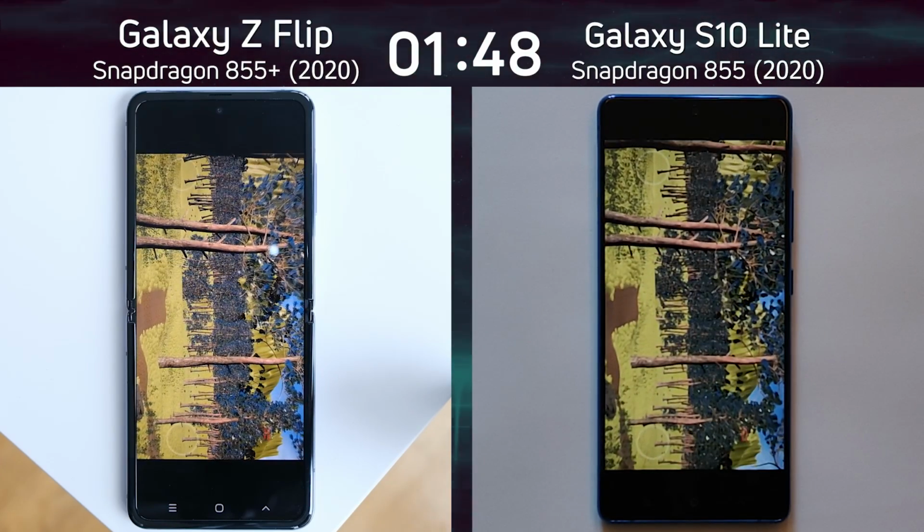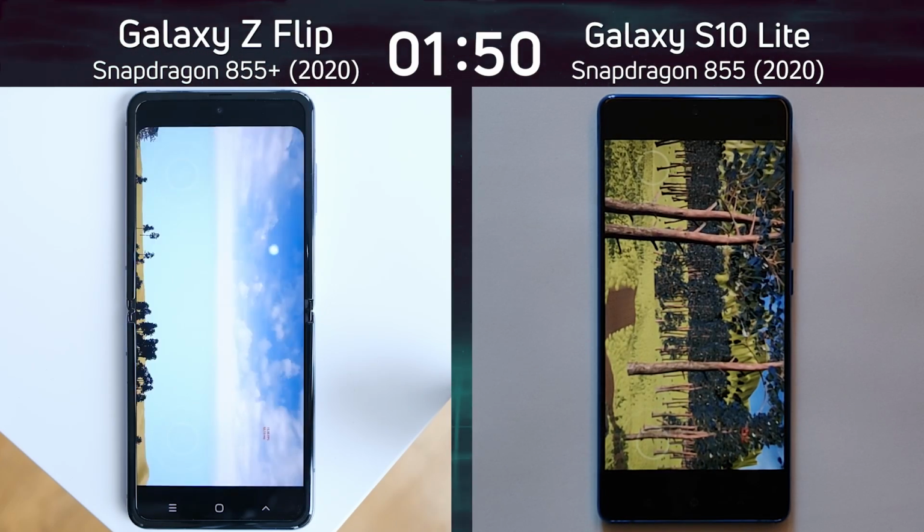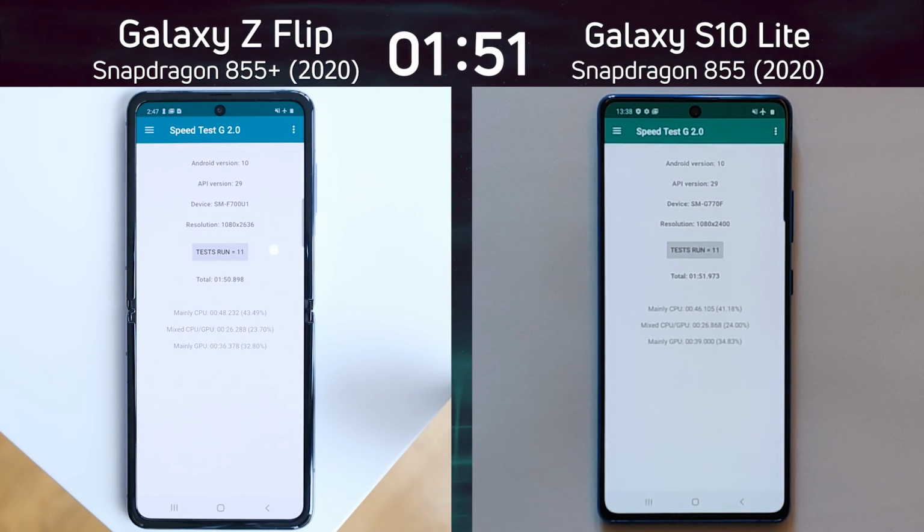Will it be the left? Will it be the right? Which one's it going to be? Let's see now. There is on the left hand side 1 minute 50.8, and then on the right hand side 1 minute 51.9. So let's break down the scores and see exactly what happened.